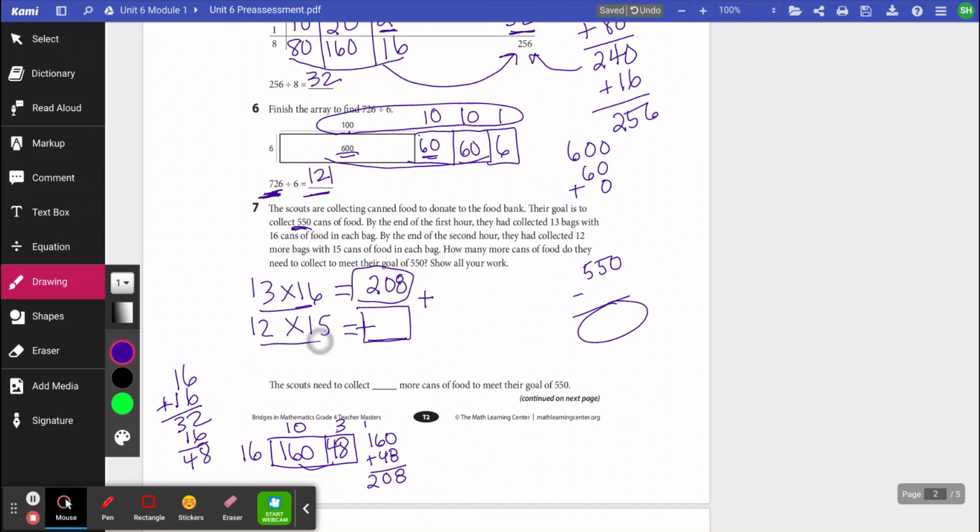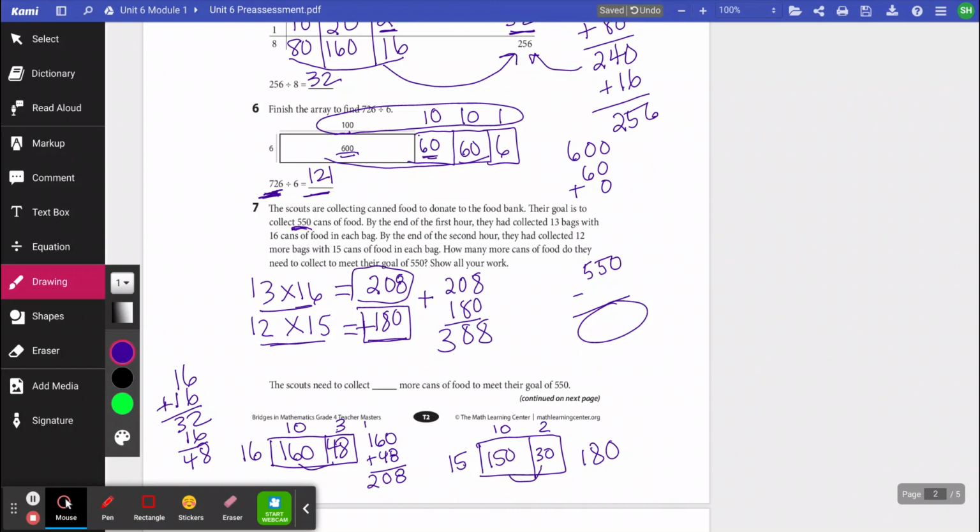And now we're going to do another one for this, 12 times 15. So I'm going to do 15 here, and I'm going to do 10 and 2, because that's going to be 12 together. So 15 times 10 is 150. 2 times 15 is 30. You add those up, and that's 180. So there's 180 right there. So then you add those two together, 208 plus 180, and you get 388. That's how much they've already collected.